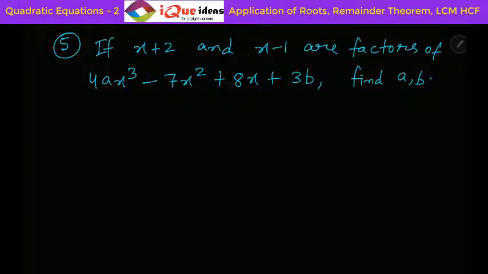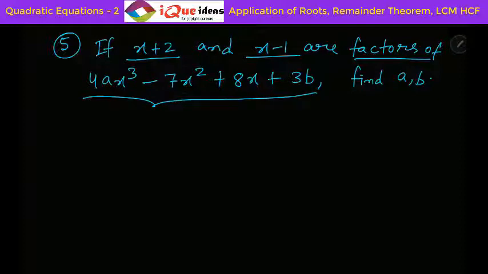Now look at this question very carefully. It says if x plus 2 and x minus 1 are factors of this expression 4ax cube minus 7x square plus 8x plus 3b, find the values of a and b. Right, now let's do one thing. So one thing is very clear, that x plus 2 is a factor, x minus 1 is a factor.